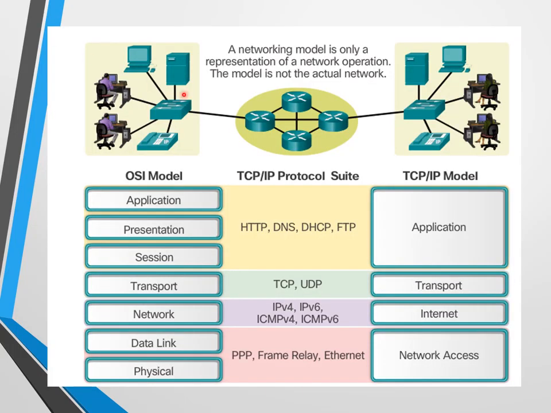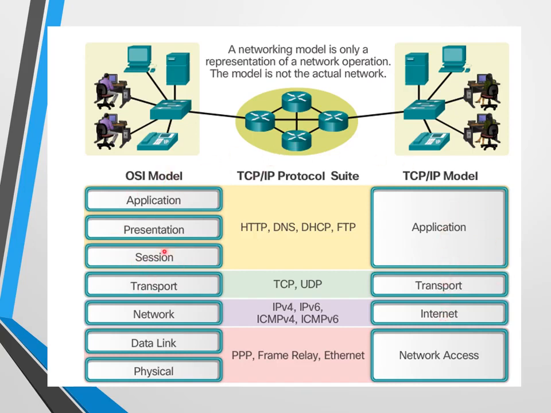Students, here you can see an example of a network. This is called a network model, which is only a representation of network operations. The model is not the actual network. Here you can see the layers of the OSI model and the layers of the TCP/IP model.